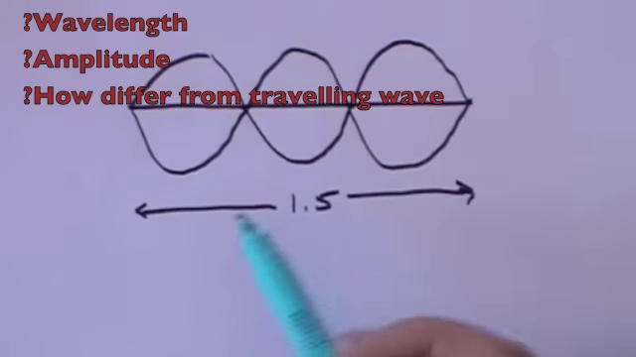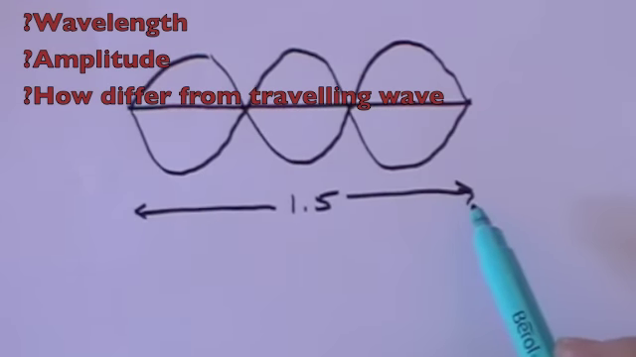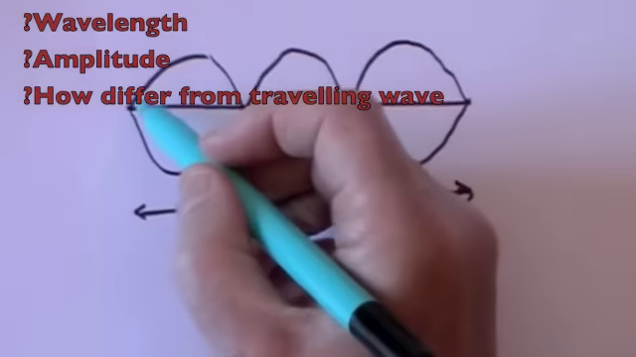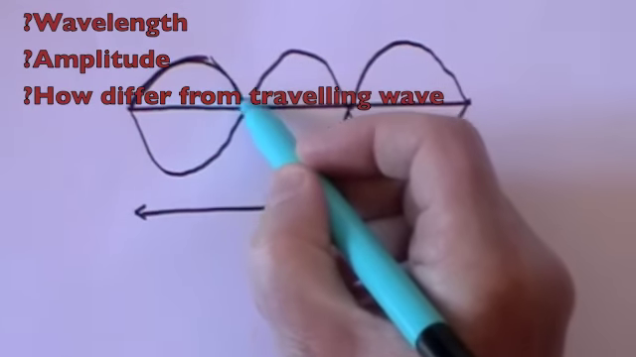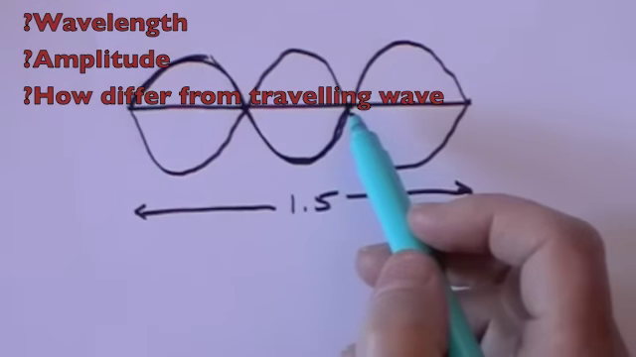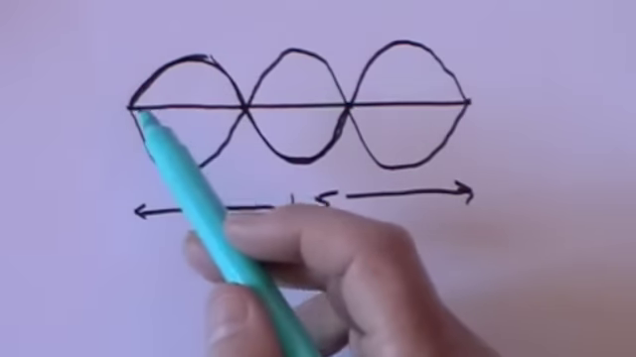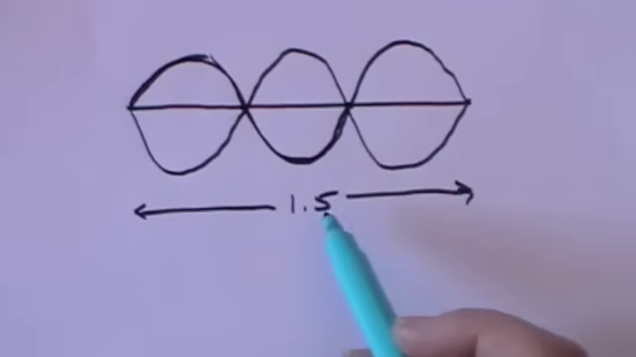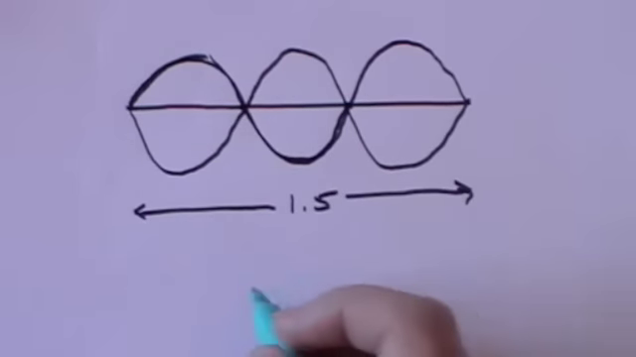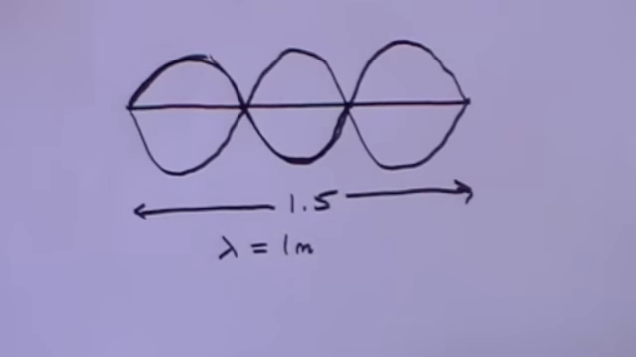Well, the first thing we need to see, incidentally, the entire length of the string is 1.5 meters. That one wavelength, one complete cycle is this. And that you can see is 2/3 of the entire length. So since the entire length is 1.5 meters, 2/3 of that will be 1 meter. So the wavelength is 1 meter.